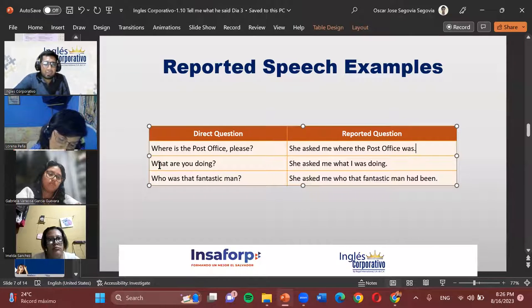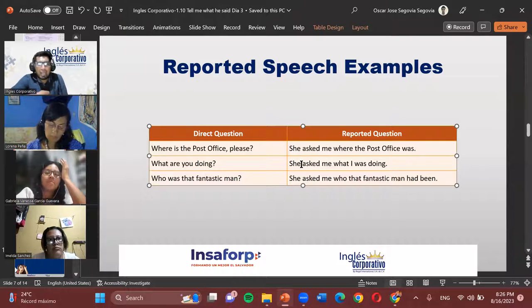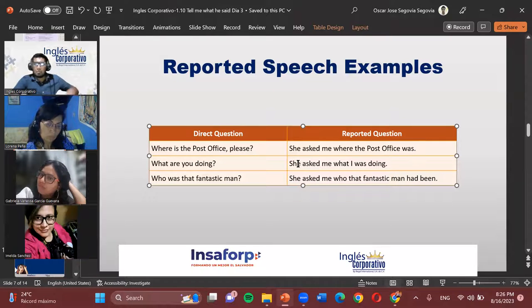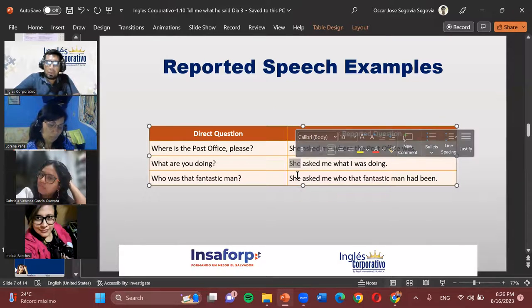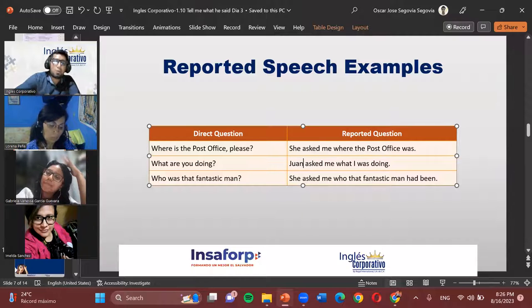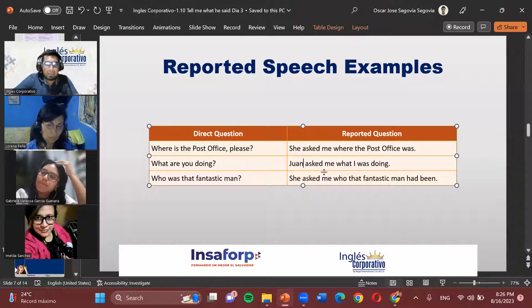Now, how about this other example? What are you doing? It's simple. We're going to say, she asked me what I was doing. Okay, she asked me what I was doing. And as I said yesterday, we can always change this pronoun for a simple name. For example, here we can say something like, Juan asked me what I was doing.